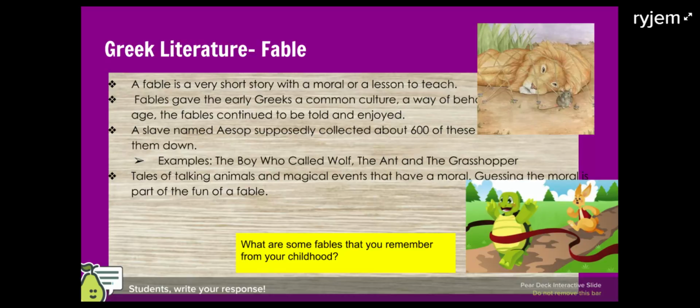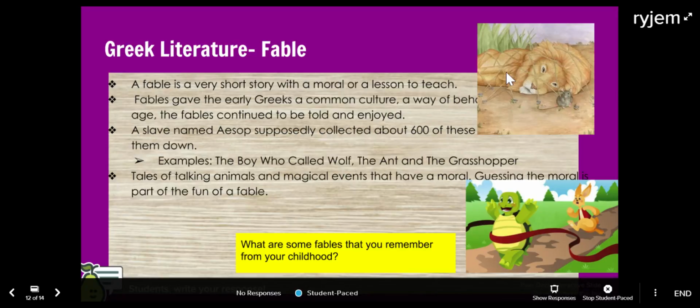If you're not familiar with The Ant and the Grasshopper, that's about the grasshopper who just has fun all summer long. And then the ants are working and they're gathering food for winter, but when winter comes, the grasshopper doesn't have anything to eat, and so he goes to the ant and asks him for some assistance. So it's all about, don't just waste your time. You need to do something and work. We're all familiar with The Boy Who Cried Wolf.